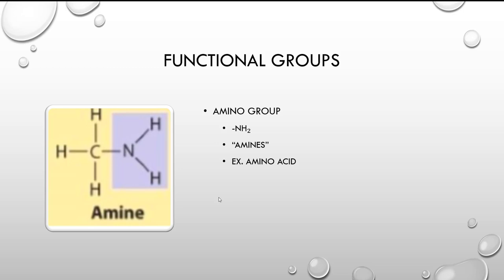Another example would be an amino group. Amino groups basically have the nitrogen and 2 hydrogens attached. Those are known as the amines. So you might think of something like an amino acid. We'll learn more about amino acids in our next lecture when we talk about proteins. But amino acids contain an amino group as well as another functional group, which I'll go back and show you.